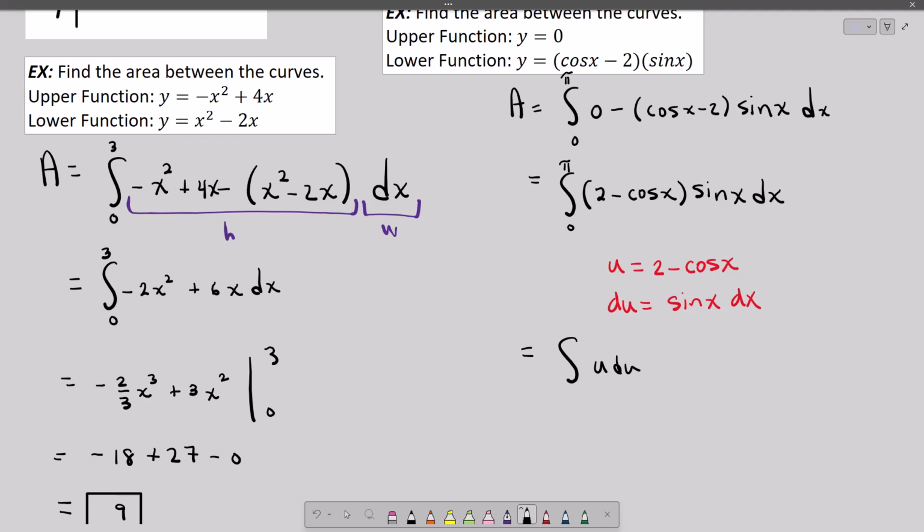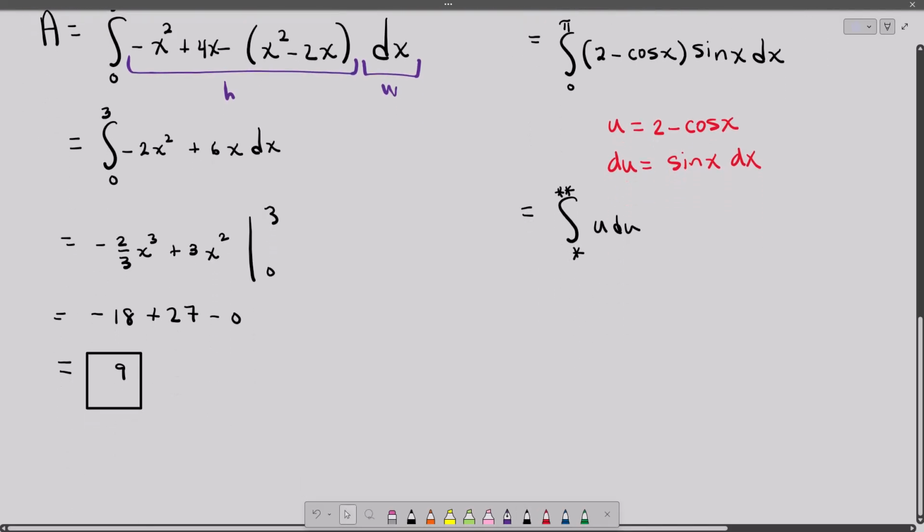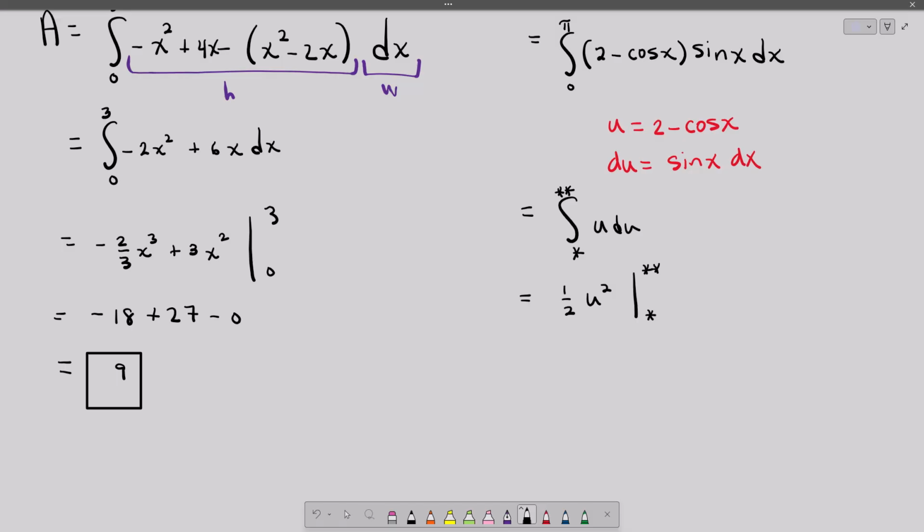Now these are not u limits here. I'm going to just put placeholders here for a second. You could find new limits if you wanted. I don't want to because we don't have a ton of time. And then this integrates to 1/2 u squared between these placeholder limits, which we don't care about because we're just going to jump back to u. We're going to jump back through this u to get back to x. And if we go back to x, then we go back to our x limits.